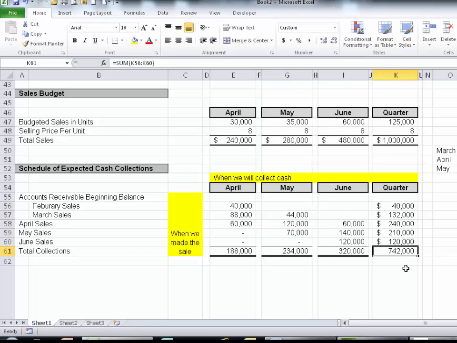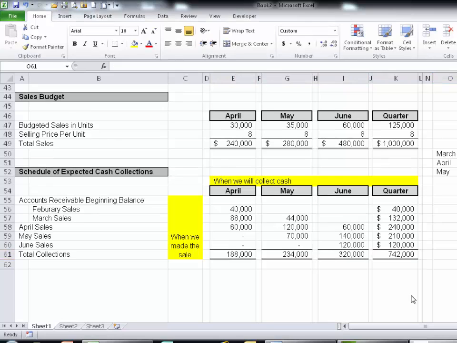You can double check to make sure your number is right here by summing it down, which is what this column does, and by summing it across. Again, just highlight these three numbers and look down at the bottom, and if it matches, it should be right.